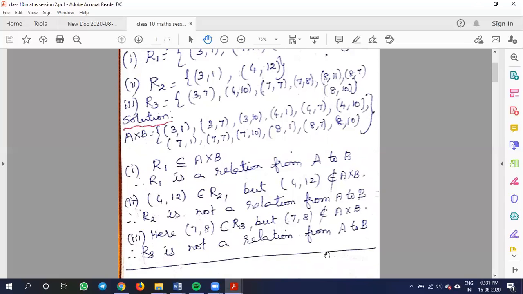Can you able to follow? So 7, 8 and 8, 11 are also not present. If you take only one, first you take 7, 8. It is not present in the set. Then 8, 11 is also not present. So these two elements do not belong to A cross B. So R3 is not a relation from A to B.